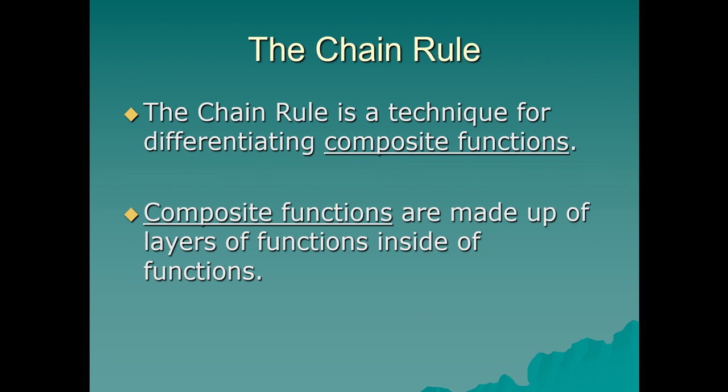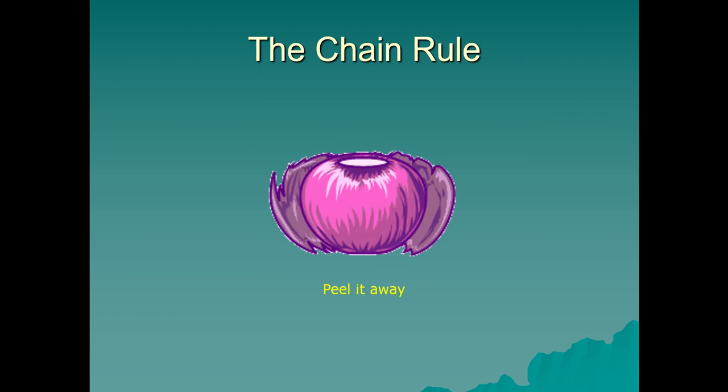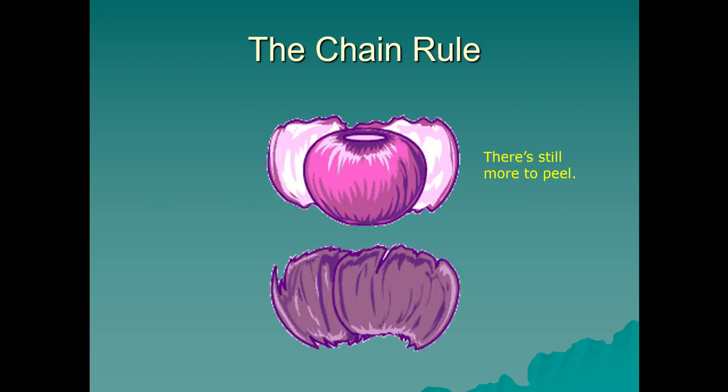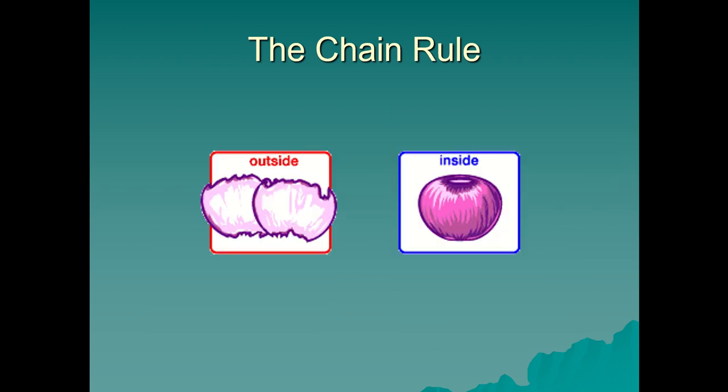And talking about composite functions, these are made up of layers of functions inside of functions, just like peeling an onion. You can see the outside surface of the onion, and when you peel it away, there's still more to peel. Some functions have many layers that must be peeled away in order to find their derivatives. So in relation to the chain rule, it's just like peeling an onion: you need to work with the outside function and its inside function.